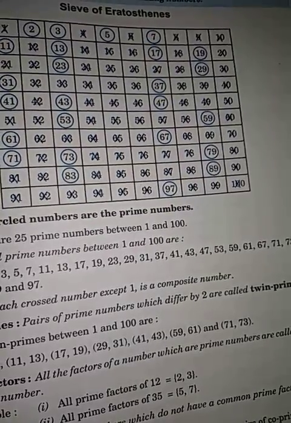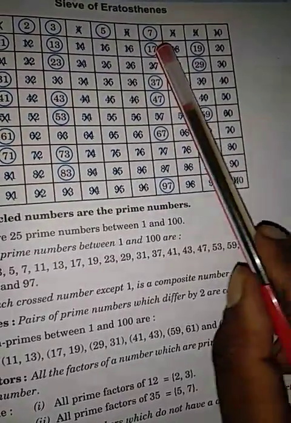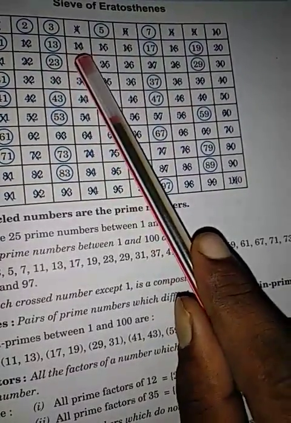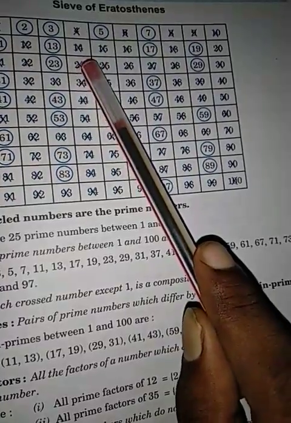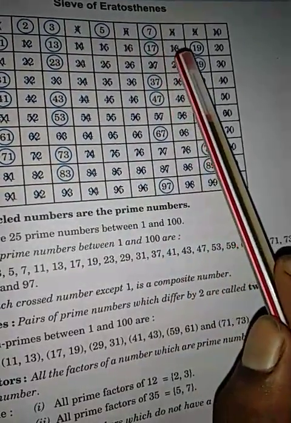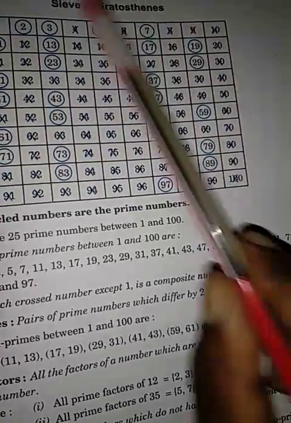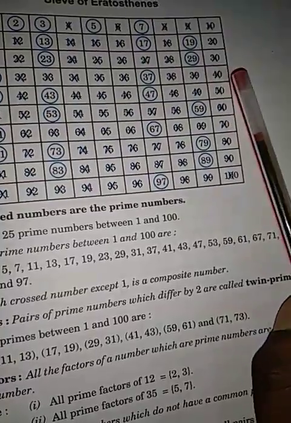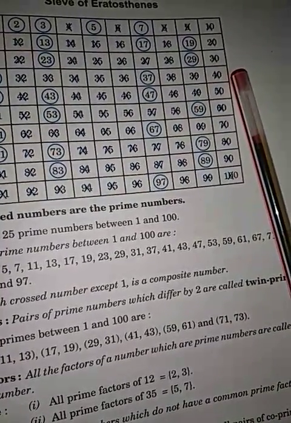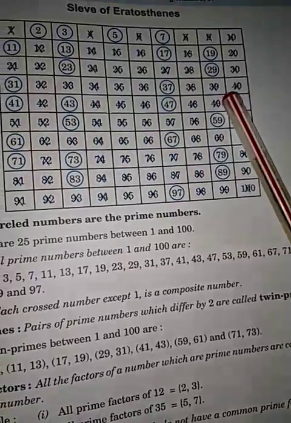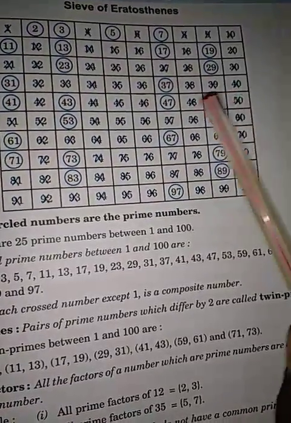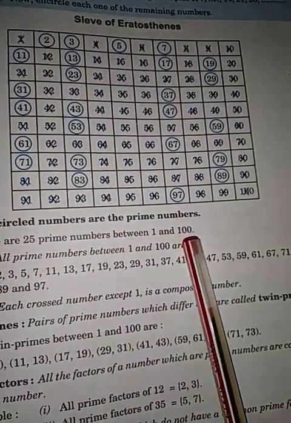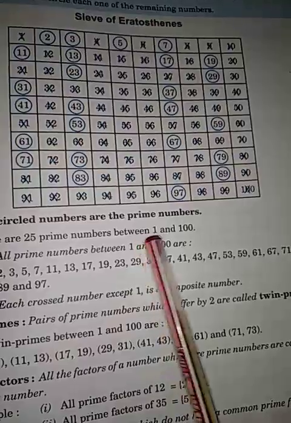Encircle 7 and cross out the remaining multiples of 7, which are 14, 21, 28, like that. Now encircle each of the remaining numbers. This is the method of the Sieve of Eratosthenes. All encircled numbers are prime numbers. There are 25 prime numbers between 1 and 100.